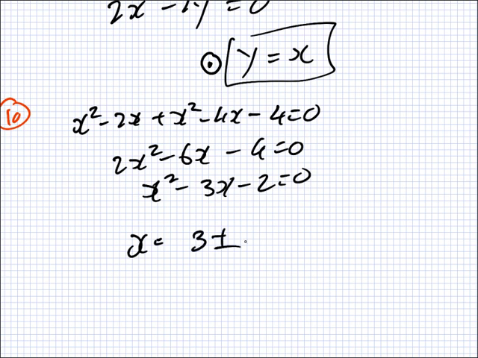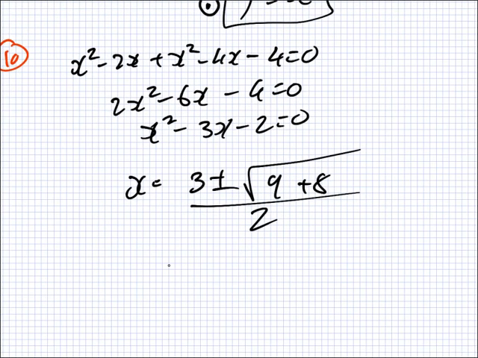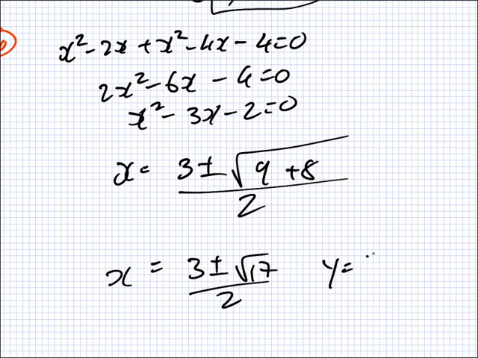Minus b plus or minus the square root of b squared minus 4ac. It doesn't factorise, it's surds. It's 3 plus or minus root 17 over 2. Is that what you got on the calculator? Which means y has to equal 3 plus or minus root 17 over 2 as well.